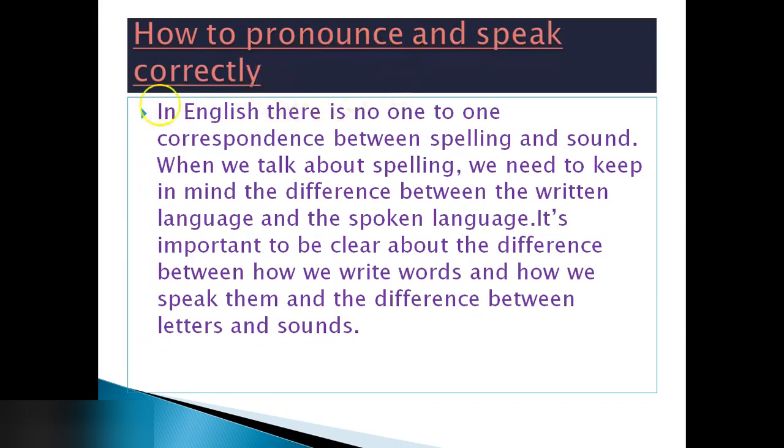Actually, in English, there is no one-to-one correspondence between spelling and sounds. That means a letter will not always represent the same sound. So one spelling can stand for various sounds. When we talk about spelling, we need to keep in mind the difference between the written language and the spoken language. It's important to be clear about the difference between how we write words and how we speak them, and the difference between letters and sounds.